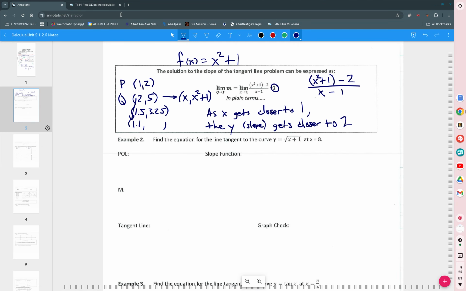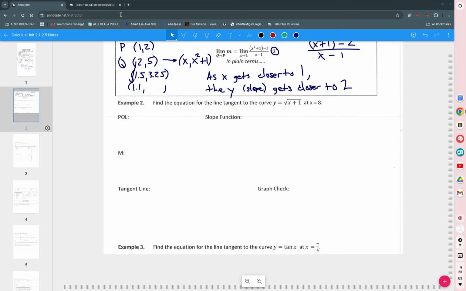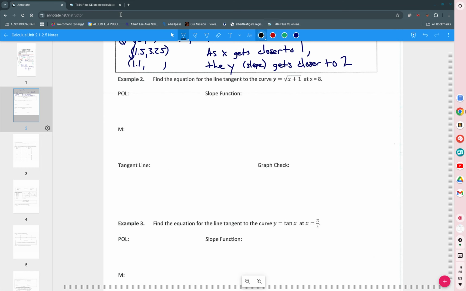Okay, here we go. Find the equation for the line tangent to the curve y equals root of x plus 1 at x is equal to 8. So what I would like to do to start this problem off is I just want to get a general idea of what the graph looks like, so that way I can ensure that my slope is an appropriate estimation.